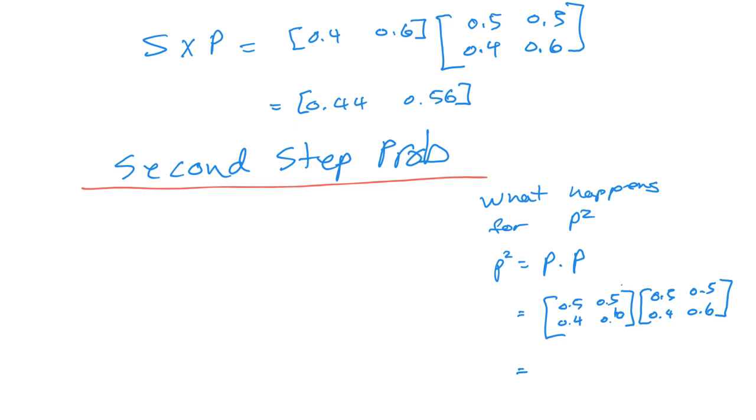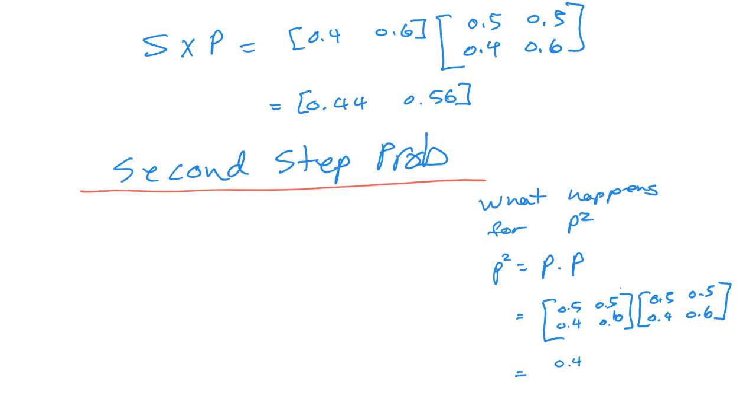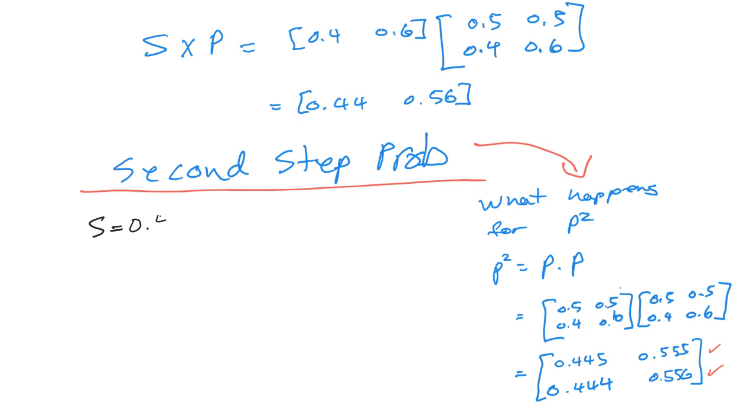You're going to get 0.445, 0.555, 0.444, and 0.556. Okay, so now we still take our initial probability vector, right? And all we're going to do is, for the second step probability, we're going to take what we have for our initial vector and multiply it by P squared. So if I was looking for the third step probability, I would have had to have multiplied my Markov transition matrix, the P value, 3 times, right?